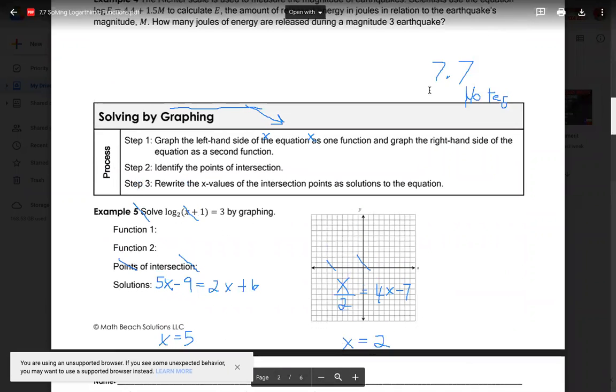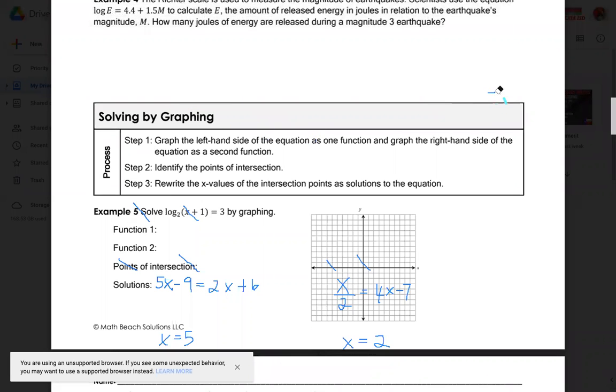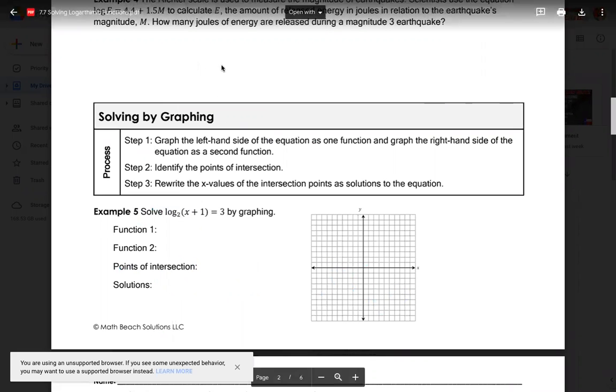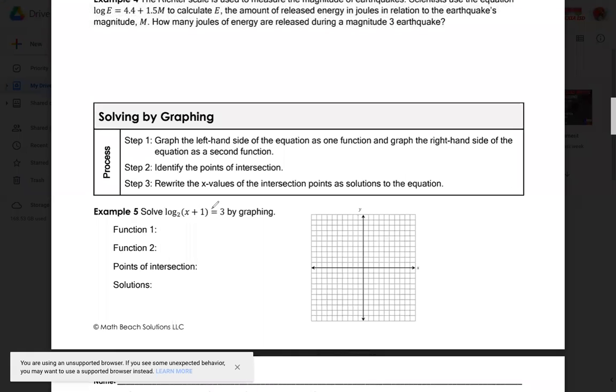All right, the other way, and it shows you by steps right here, is solve by graphing. You guys should know how to solve by graphing. It's not a hard thing to do. When you solve by graphing, if I look at this equation, I notice that this other side doesn't have a log, so there's nothing I can do to the equation. So function 1 would be log 2 of x plus 1. Make sure it's in parentheses. And then the other one would be just the number 3.